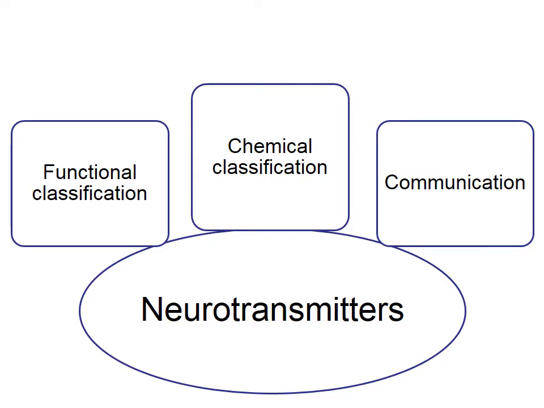There are many neurotransmitters, and you guessed it, they can be classified in different ways. Functional classification focuses on the type of graded potential created. Chemical classifications are just that, chemical groupings. All neurotransmitters allow one neuron to control another neuron or effector.